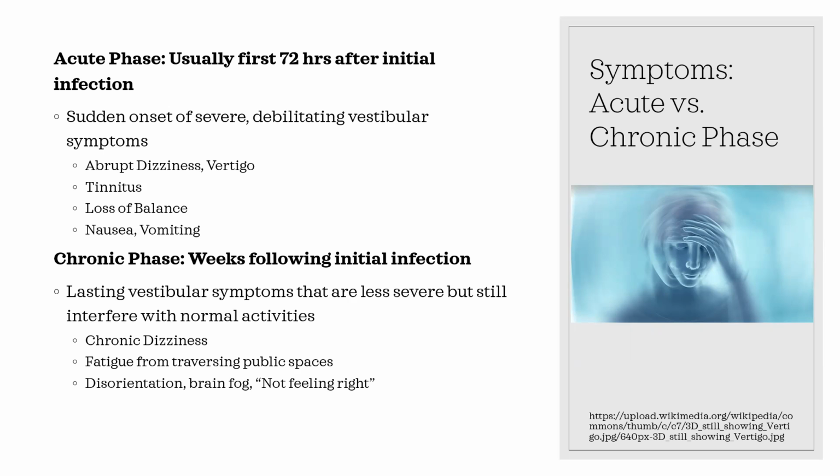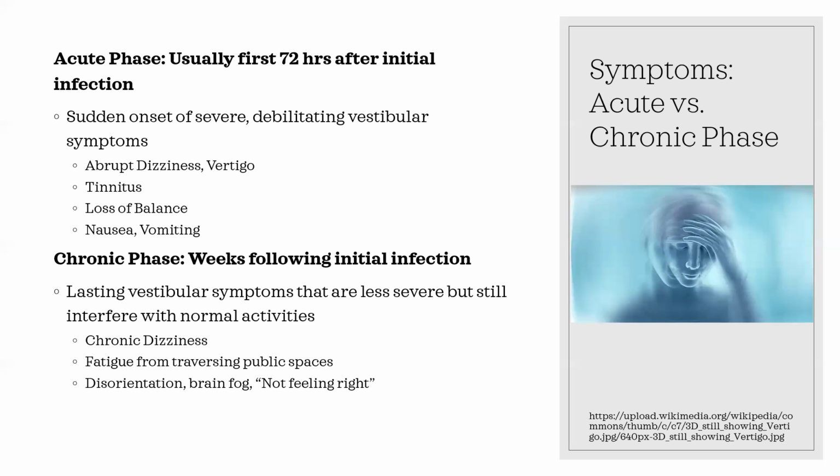They will experience abrupt dizziness and vertigo, typically even with visible signs of falling over or unsteady balance, tinnitus with hearing loss on the affected side or possibly both sides if it's a bilateral infection, loss of balance, and nausea and vomiting with the extreme vertigo that is induced by acute infection. It can cause the patient to feel so off balance that they begin vomiting.